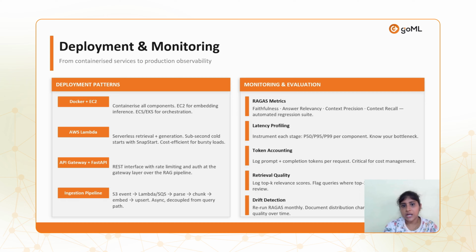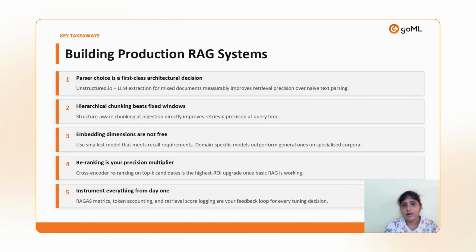When it comes to monitoring, Ragas metrics are run on a representative eval set as a scheduled job. We track latency at every stage. The token counts per request and retrieval scores for top K chunks are all logged. All right, so let me leave you with the 5 things that separate production RAG from prototype RAG. The first one is parser. Parser choice is not a commodity decision. Using appropriate parser plus LLM assisted extraction on mixed content documents is a meaningful lift over just naive text parsing.